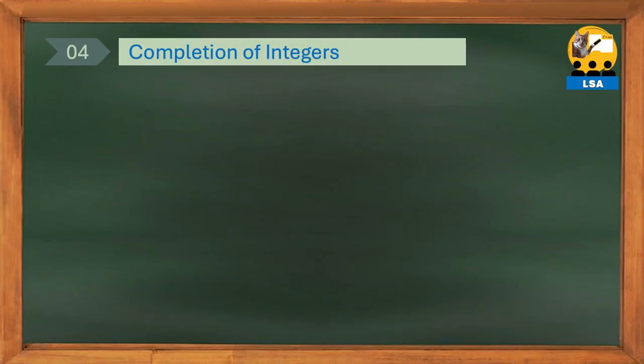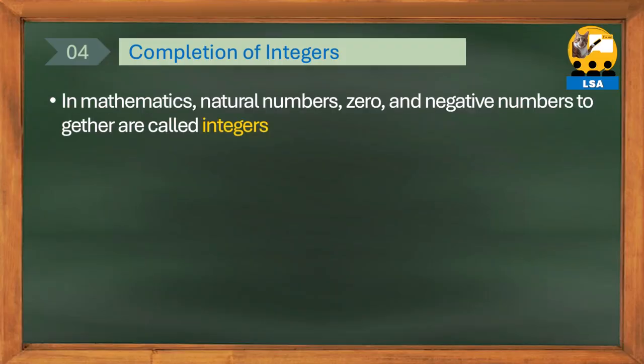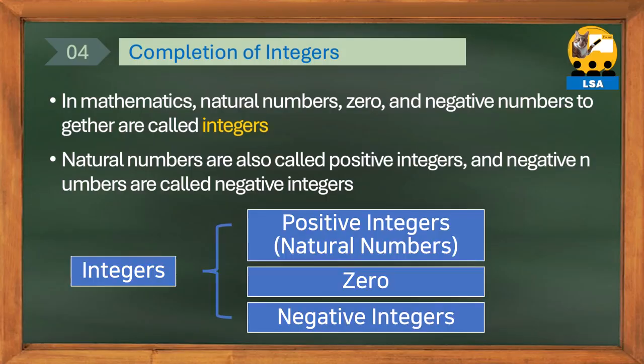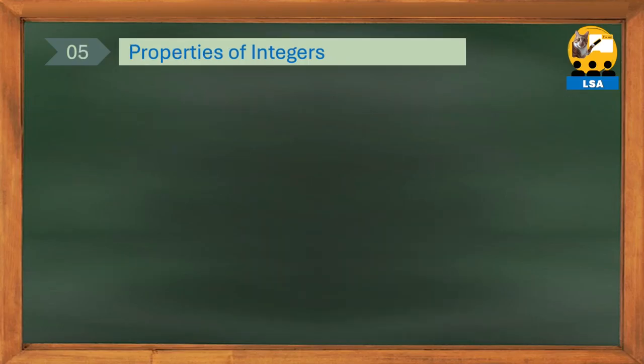With the natural numbers, 0, and negative numbers we have created so far, we can complete the integers. In mathematics, natural numbers, 0, and negative numbers together are called integers. Natural numbers are also called positive integers, and negative numbers are called negative integers. The composition of integers is visible at a glance. Let's examine the properties of integers to see what overall properties the integers, completed by creating 0 and negative numbers, possess.